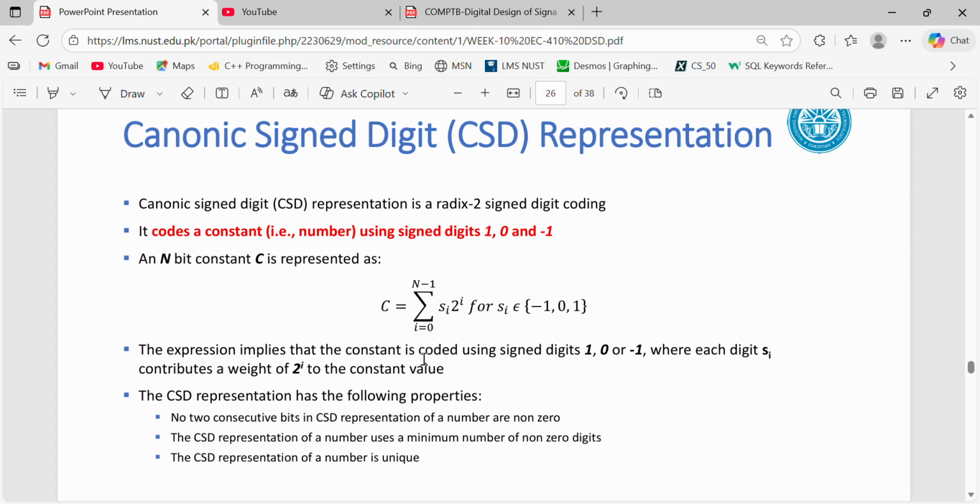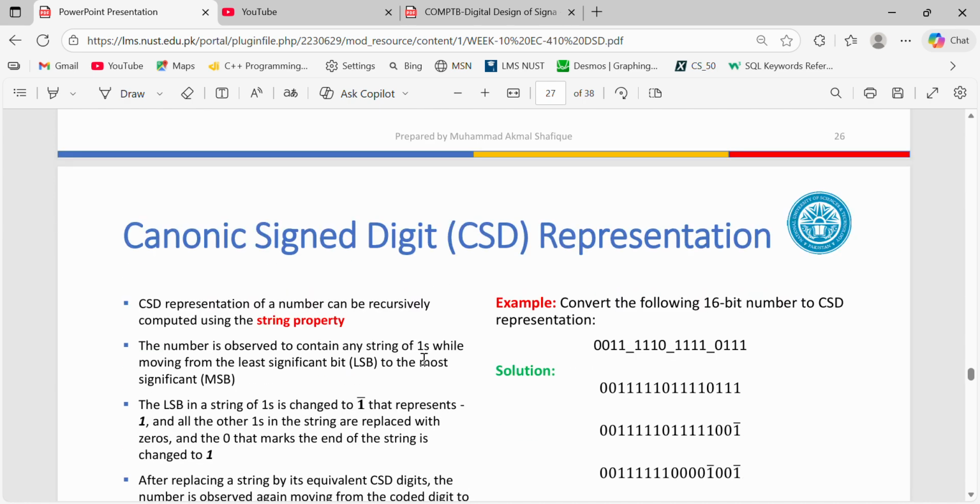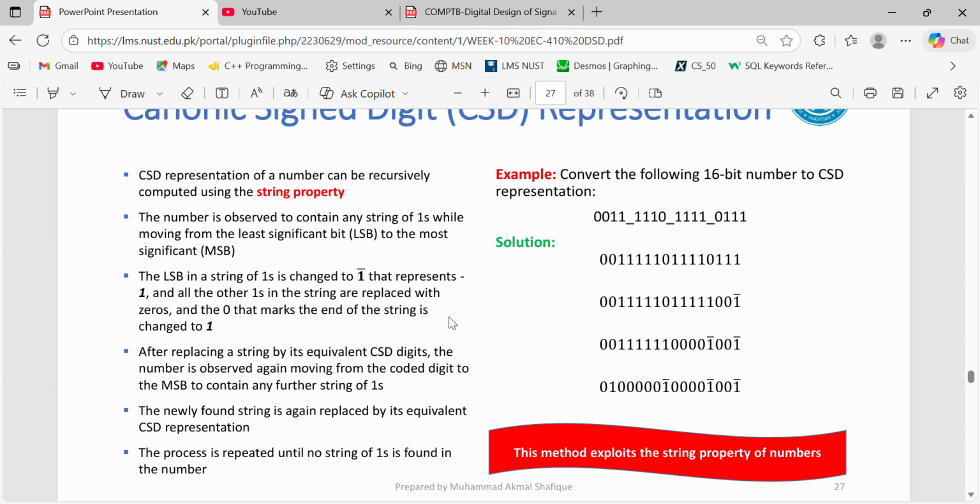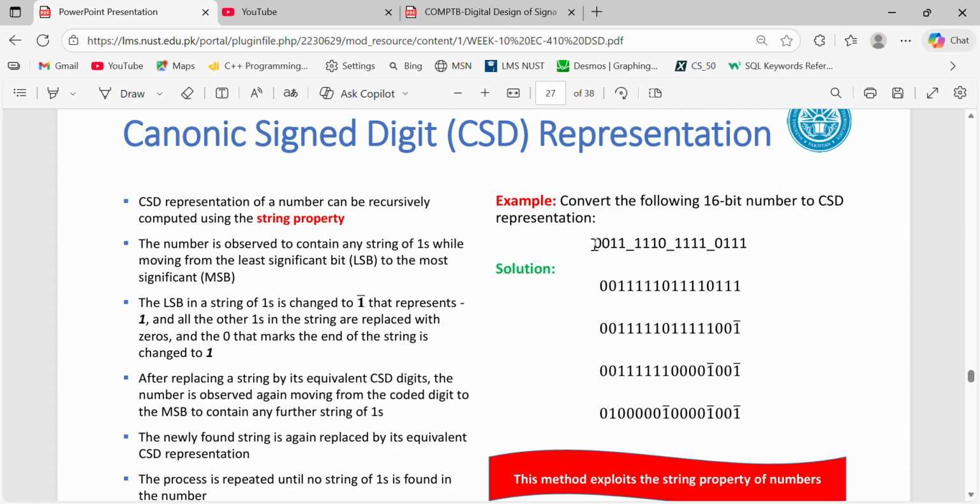So how are we going to do this? Let's take an example. For example, we have one number like this. This is our number in binary form. How are we going to convert this? We have to look for a pattern of consecutive ones. See, here we have the pattern of consecutive ones. First, we rewrite the same number here again. We look for the pattern of consecutive ones, starting from here.